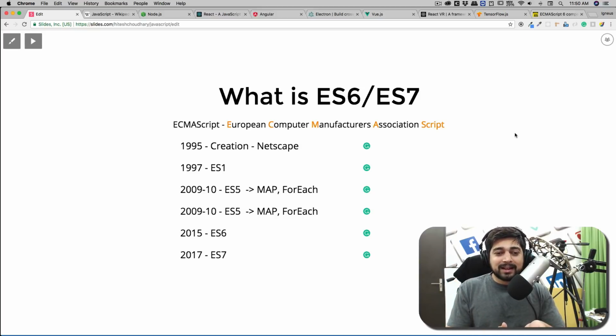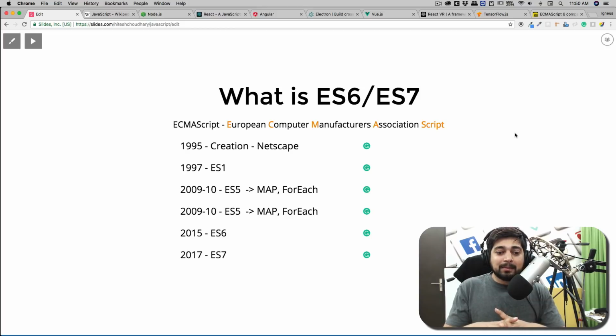After that, people soon realized that we need a standardization of this language so that not every browser can manipulate it based on their needs. So the European Computer Manufacturers Association came out and declared a standardization for it, known as ES1 in 1997. Soon after that, ES2, ES3, and so on came around. And in 2009 or 2010, ES5 came up with a few good new features, which are map and forEach. At an initial level, JavaScript didn't even have the concept of classes and objects, but now we have all of them.